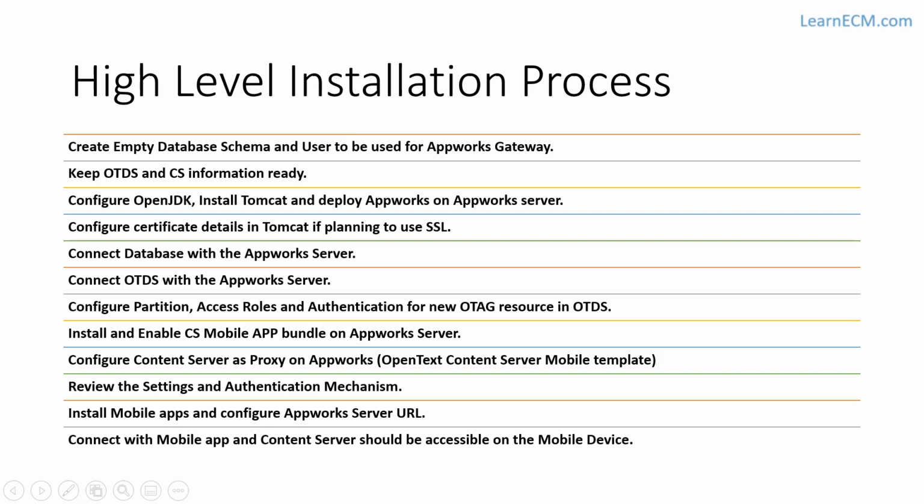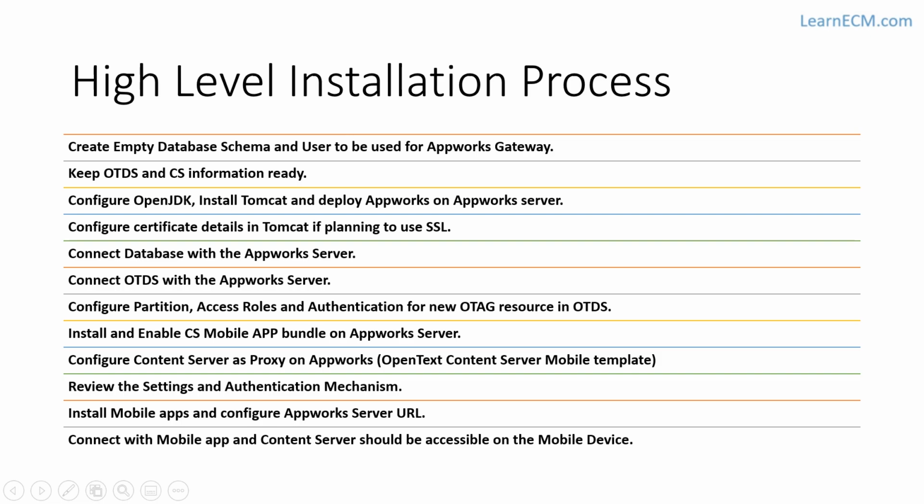We need to make sure that the URL for our AppWorks as well as OTDS is correct. Then we can install the apps and configure the AppWorks server URL in our mobile apps. It can be an Android app or an iOS app. Once that is done, we can connect our mobile app through content server, and we should be able to access our content server in our mobile app.